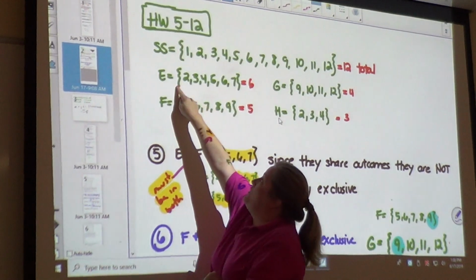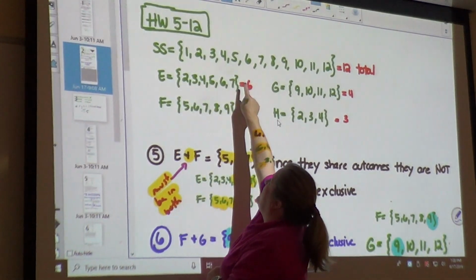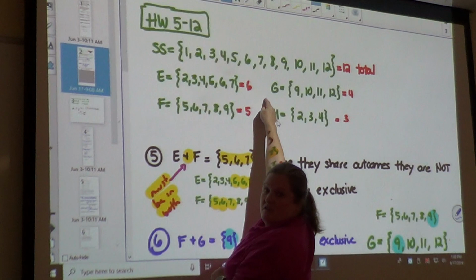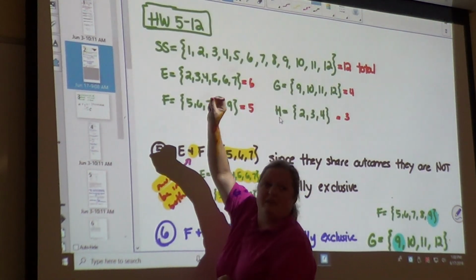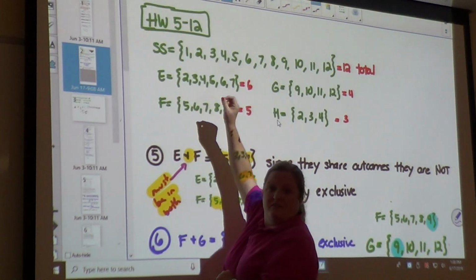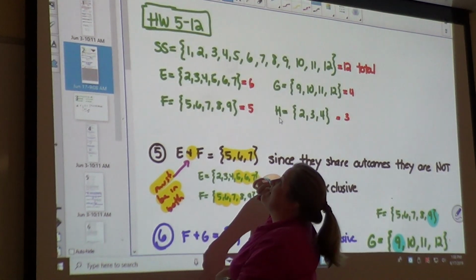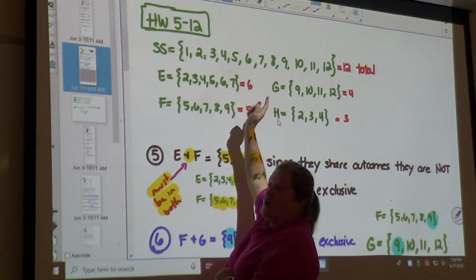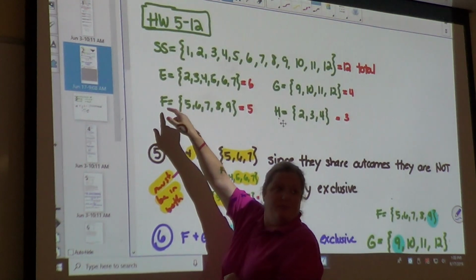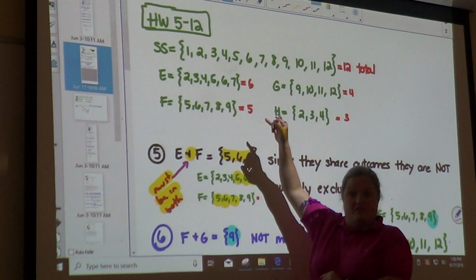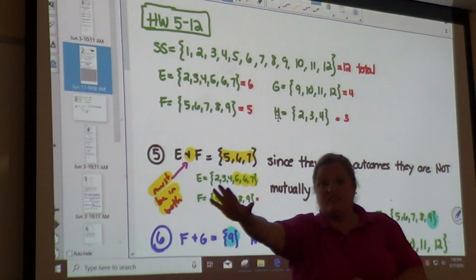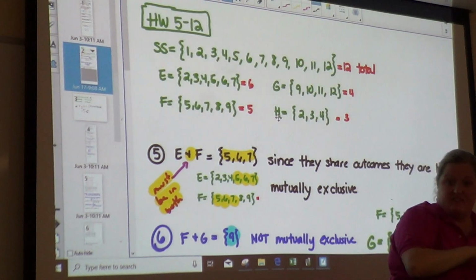1 to 8, 9, 10, 11, 12. What would be the probability of the complement of E? 6 over 12. What's the probability of the complement of F? 7 over 12. If there's 5 in there, there's going to be 7 that's not in there.